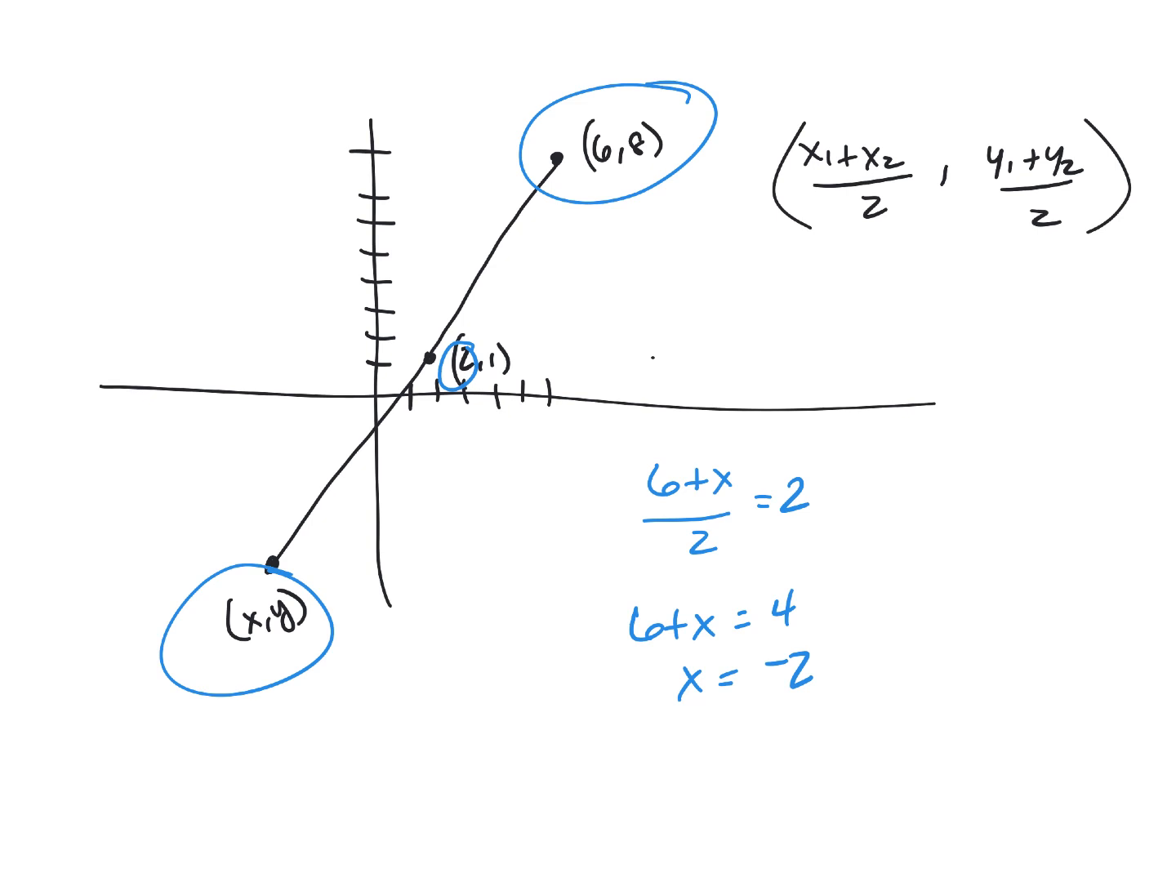So let's find y. 8 plus y divided by 2 equals 1. 8 plus y equals 2 when you cross multiply. Everybody understand that? And y equals -6. So it is G.